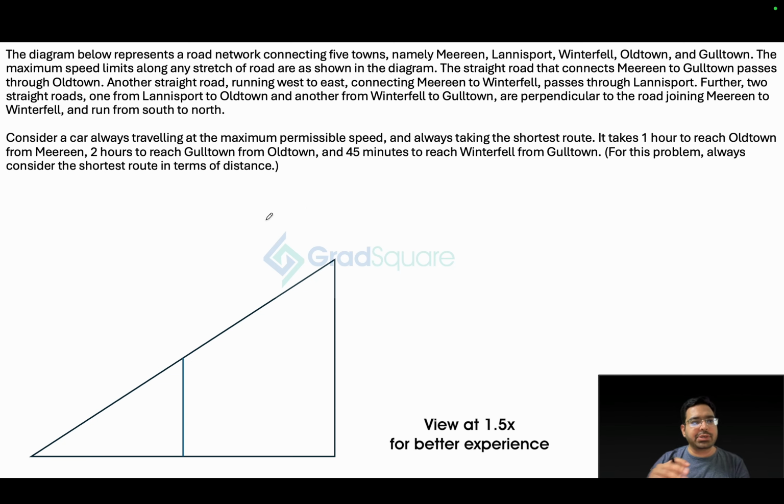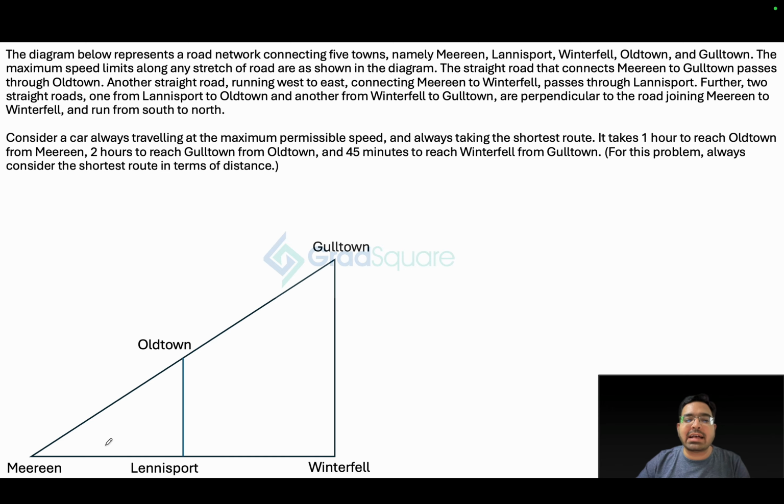Let's have a look at this particular piece. The diagram shown below represents a road network. So they are talking about a road network from all of these points. They've given a few cities at the vertices of this particular triangle and on this particular line as well. So those are named as these. We will represent these cities by the letters M, O, G, W and L.